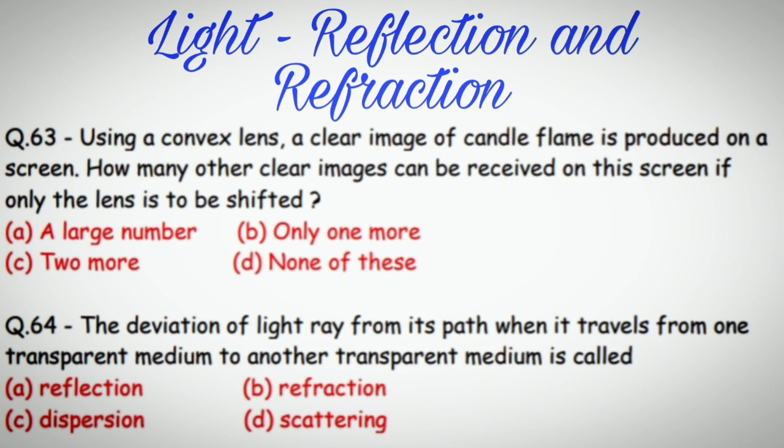Next question comes here. Deviation of light ray from its path when it travels from one transparent medium to another transparent medium is called option A reflection, option B refraction, option C dispersion, option D scattering. And the correct answer is refraction.